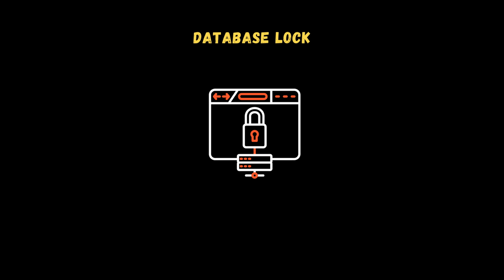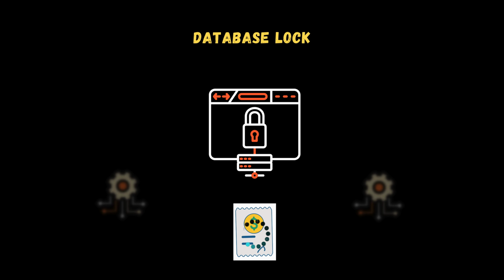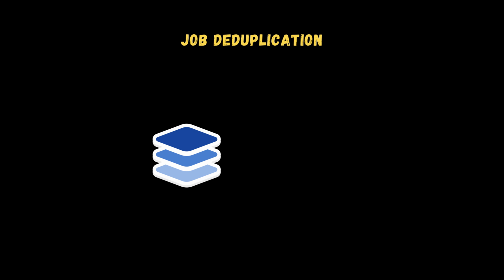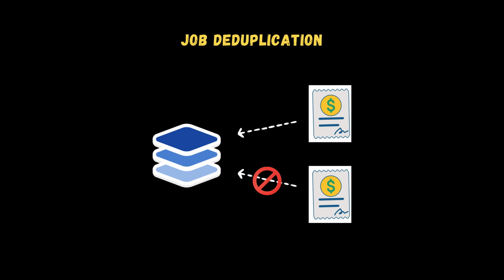Database lock. We lock the row when processing the installment. That way, two workers cannot process the same record at the same time. Job deduplication. We make sure the queue doesn't accept duplicate jobs. So if the same installment job is added again, the queue rejects it.